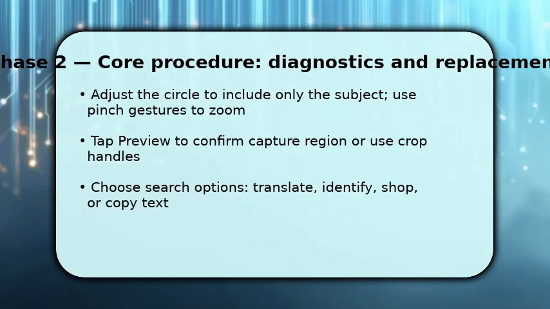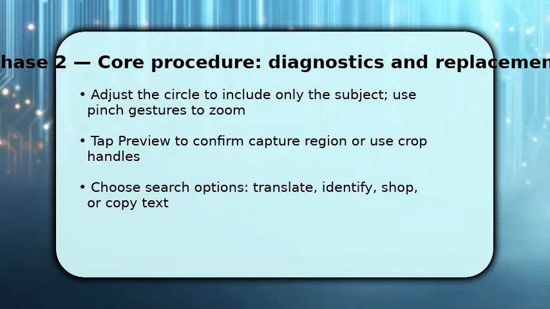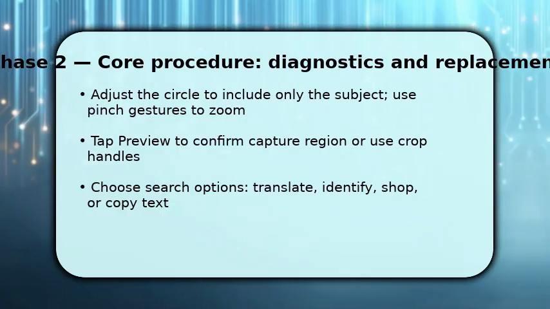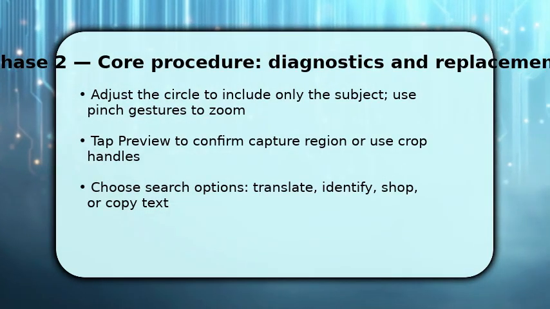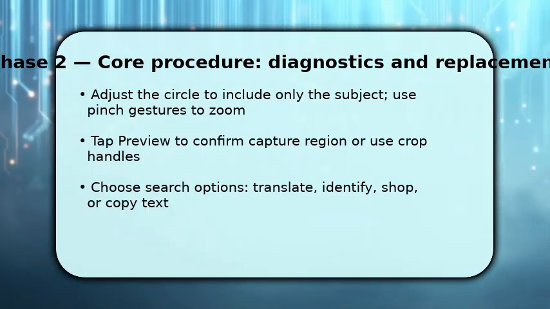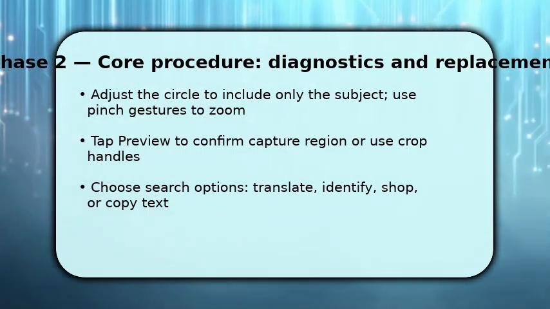Once the initial capture appears, refine what you searched for. If the circle included extra background, pinch to zoom or drag the crop handles to focus on the subject. This improves results. You'll see a preview and suggestions such as translate, identify, shop, or copy text. Pick the action that matches your goal.